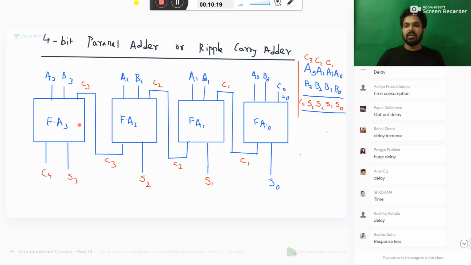The delay will be increased with increase in the number of bits, because the carry input in the present state is depending on the carry output from the previous state. So delay increases with increase in the number of bits. That is one disadvantage with this circuit.